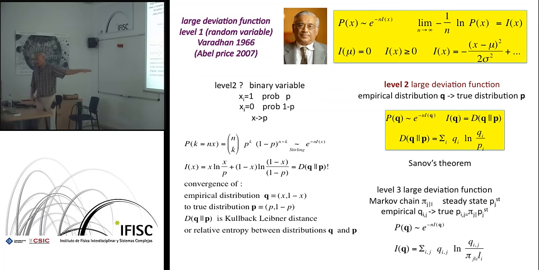And you can go to an even higher level. The higher level is, for instance, you have a Markov process, you sample from it, and you want to estimate not the steady state probability, but the transition probabilities. So this means you now have to measure subsequent pairs of variables and see how often x1 appears with x2, x1 with x3, and so on. And again, there is the empirical large deviation function in the case of a Markov process. Here is the expression for the large deviation function in general for a Markov process.